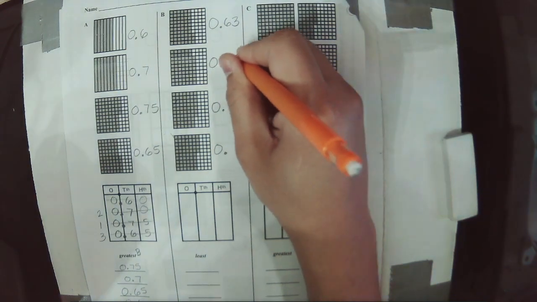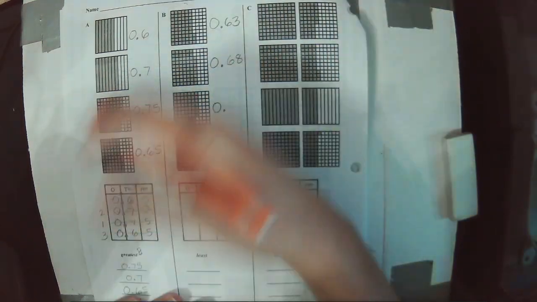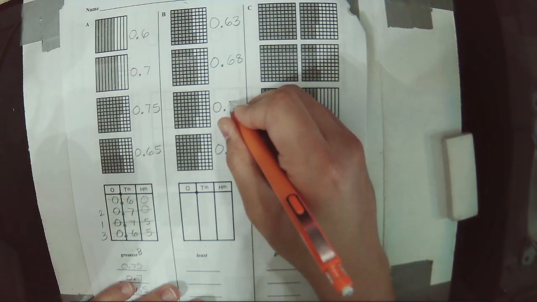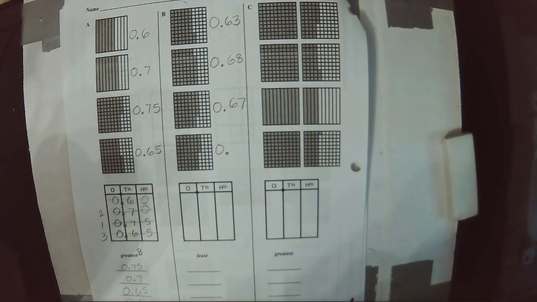Okay, second model. Who can tell me what the second model shows me? Chase, what's that second model? 0. What? Okay. The third model. What is the third model showing me? Bella? Okay. 0.67. And the last model, 0 point what?